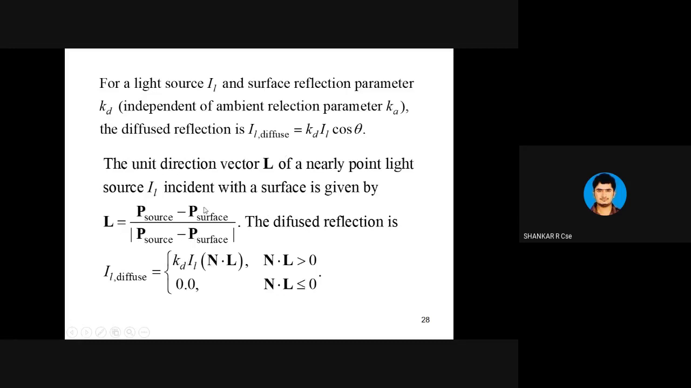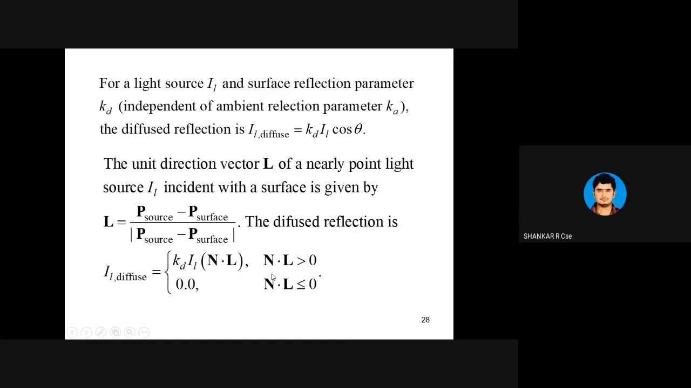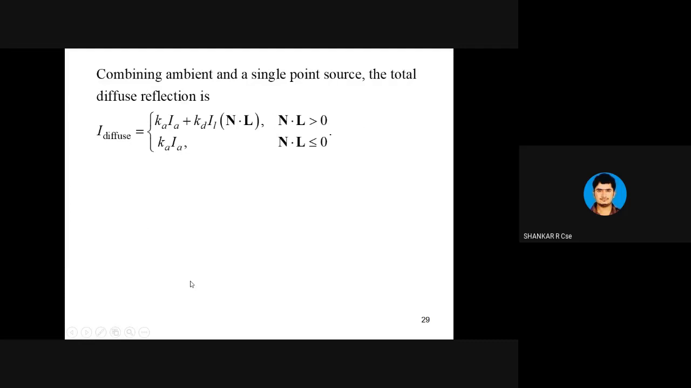Replace this with KDIL cos theta. Cos theta can be written as N into L, that is the dot product of the normal and the light vector. So if cos alpha is greater than 0, you will definitely see the object. If cos alpha, cos theta, the cosine of that angle, is less than 0, you will not see the object at all.